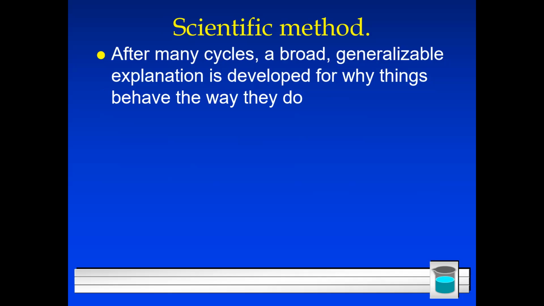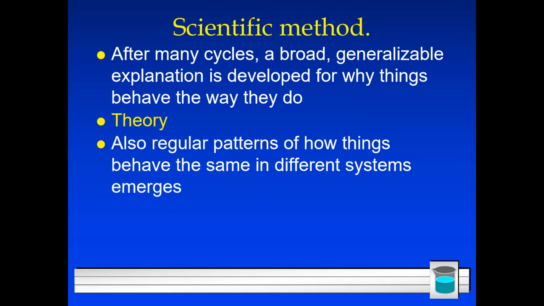And this is after many cycles. I mean, many is an understatement. This is a lot. We're talking about hundreds, thousands of experiments. And that is known as a theory, a scientific theory. A scientific theory is totally different from when you say in regular speaking, I have a theory. No, you cannot have a theory. You have to do all of this before you can actually have a theory in science.